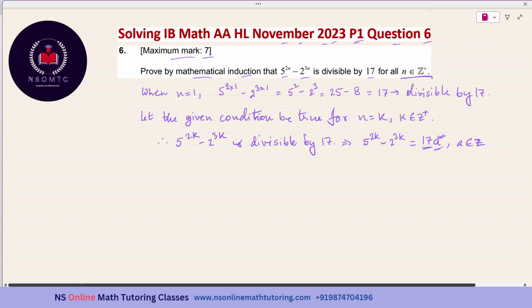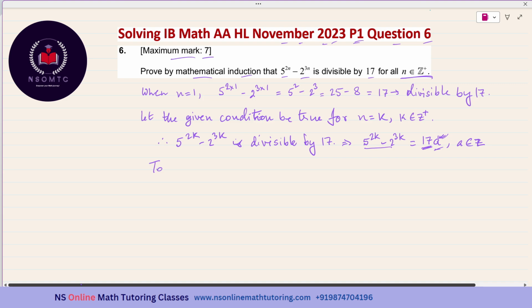Can you say 5 to the power of 2k minus 2 to the power of 3k is divisible by 17? So I am just writing a belongs to the set of integers. I am not specifying whether a is a positive integer or negative integer. I am just saying that a is an integer, because a should be an integer. It doesn't matter whether it is positive or negative, which when multiplied by 17, if it is equal to the expression 5 to the power of 2k minus 2 to the power of 3k, then we can say it is divisible by 17. Okay, so this is true.